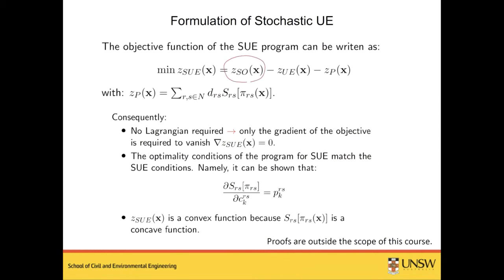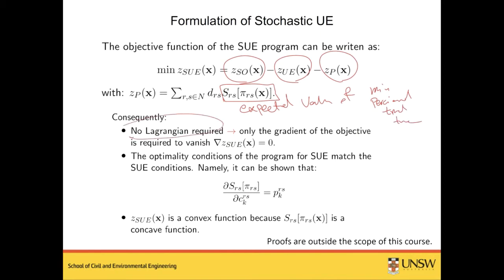So I think I talked about this. The first term in the SUE formula is SO. The second term represents the UE objective function, and the last term is representing that expected value of the minimum perceived travel time. And as I said, no Lagrangian function is needed. We can just simply take the derivative of that Z_SUE and make it equal to 0.